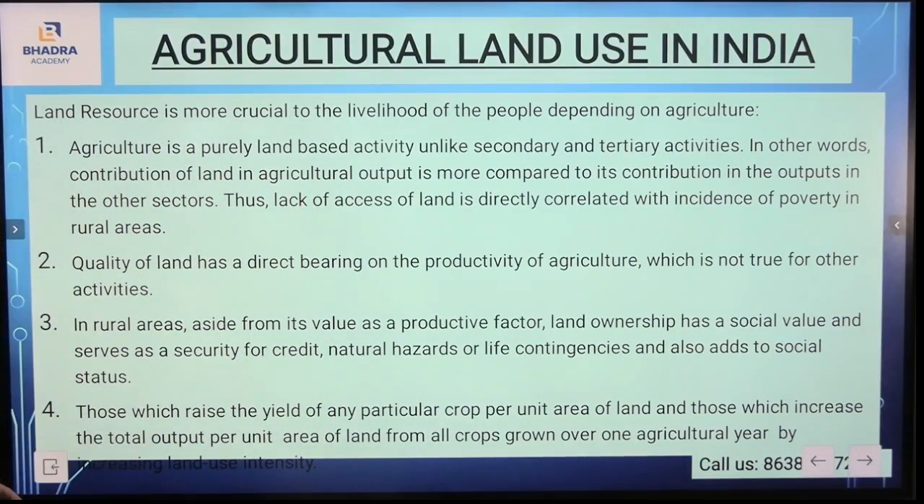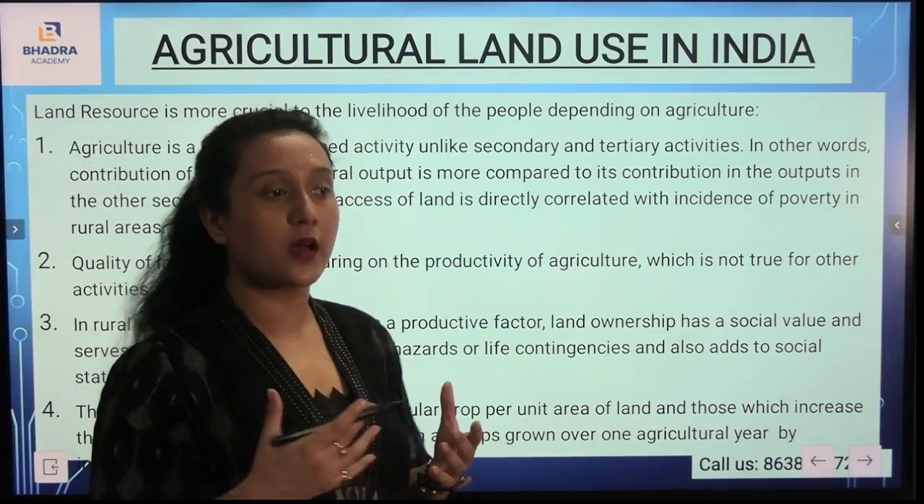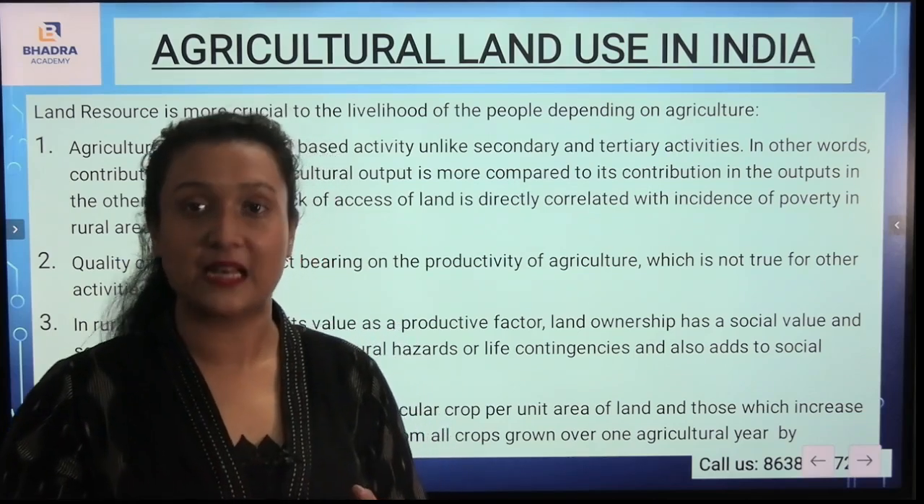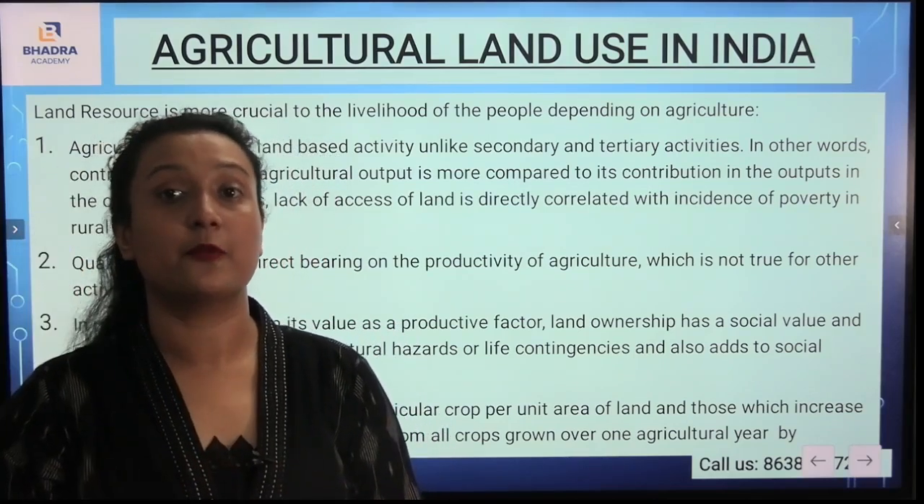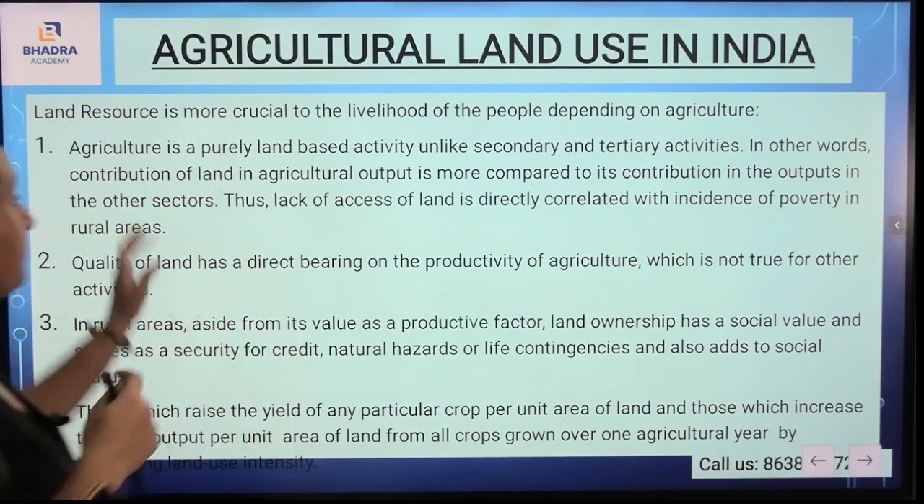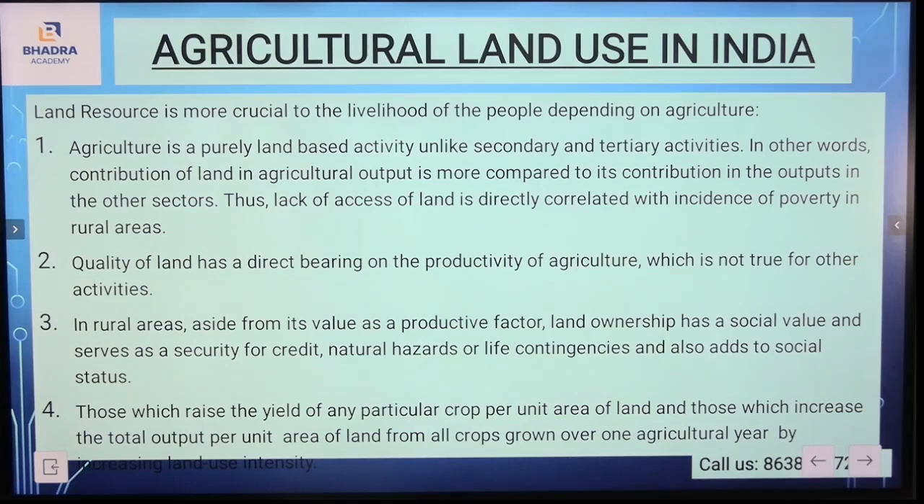Now, we will be understanding the agricultural land use in India. As we have understood the factors and the stages regarding land use, now we will be understanding the agricultural land use in India. First, the land resource is more crucial to the livelihood of the people dependent on agriculture. Agriculture is a purely land-based activity, unlike secondary and tertiary activity. In other words, the contribution of land in agricultural output is more compared to its contribution in the output of the other sectors. Thus, lack of access to land is directly correlated with the incidence of poverty in rural areas.